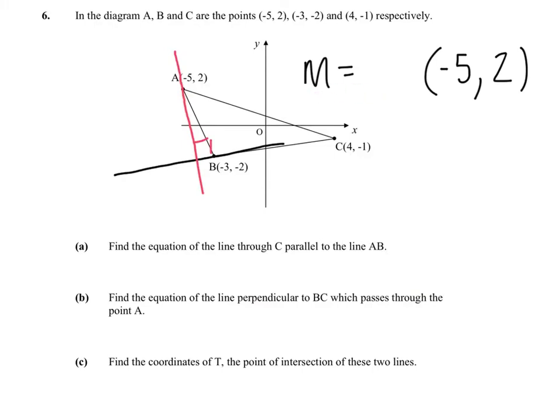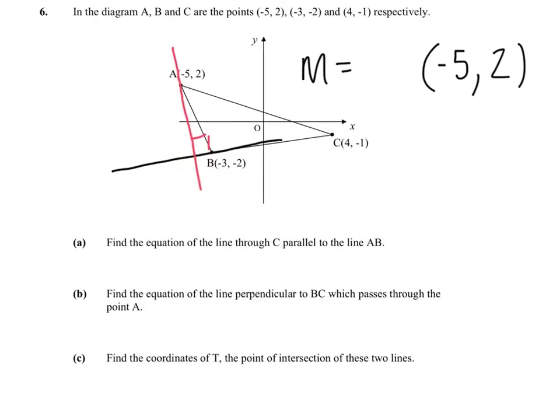Now the gradient of the line, if we wanted to use the gradient formula, we would need 2 points in the line. So looking along the line here, you can see that we only know point A. What we do know, however, is that it's perpendicular to this line BC, which means that we can work out the gradient of BC using the gradient formula. We can then just flip it upside down and change the sign to find the gradient of the line that we are looking for. So that's what we're going to do. We're going to use points B and C in order to work out the gradient of that line.